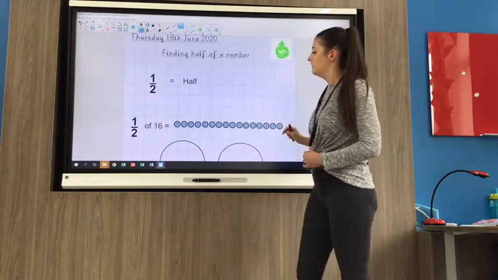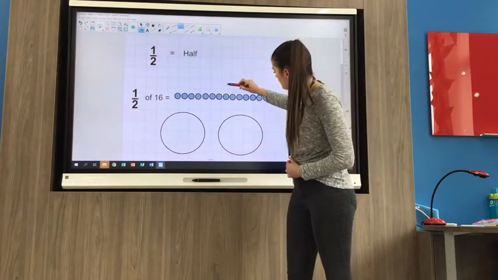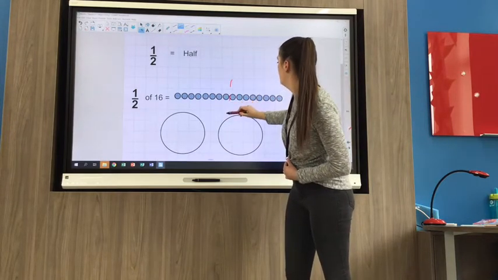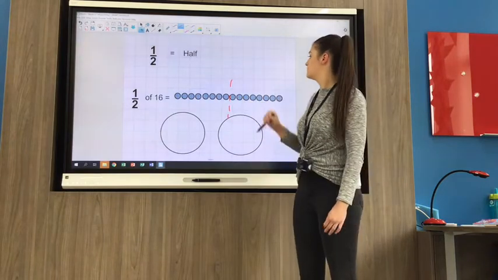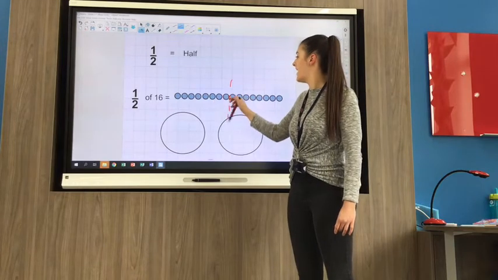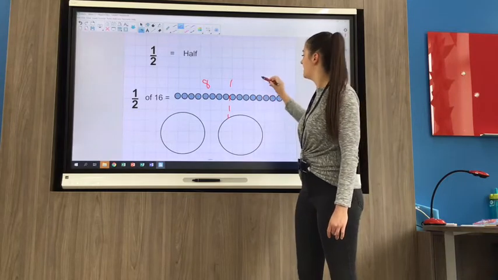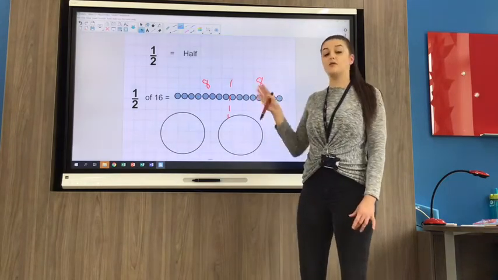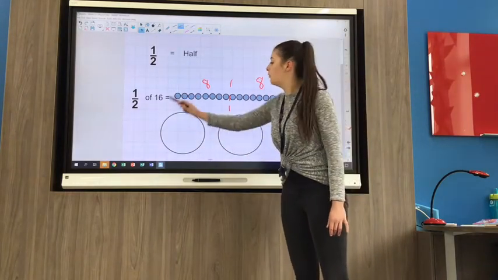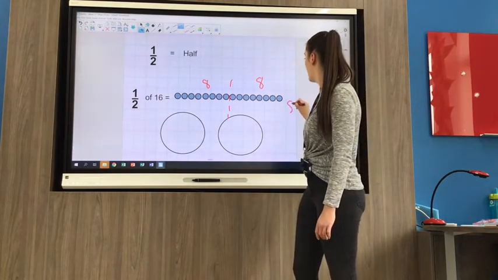Same again, half of 16, you've got your objects here. Some of you might just try and do what we did yesterday, where we thought about where halfway was, and we had to make sure we got the same amount on each side. So let's check: 1, 2, 3, 4, 5, 6, 7, 8. I've got 8 on that side, and 1, 2, 3, 4, 5, 6, 7, 8, I've got 8 on that side. If you can't do that, remember we can share them out again into the two groups, and we only want one of the two groups. So we know half of 16 is 8.